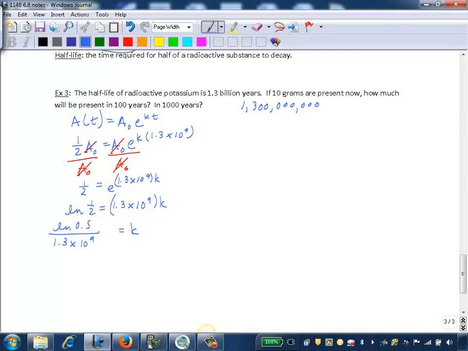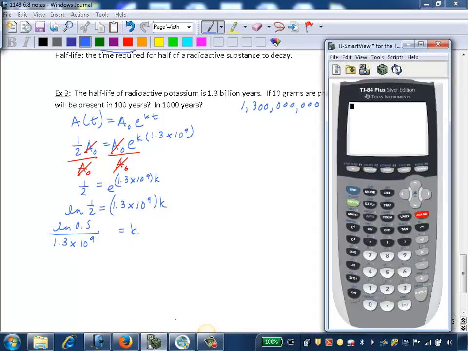So if we want to enter into our calculator to approximate this, we'll have natural log 0.5. And now I want to divide by. Now, if you are familiar with this EE button, this is a shortcut for scientific notation. So I'm going to write 1.3 and then EE. So that's saying times 10 raised to the power of 9.